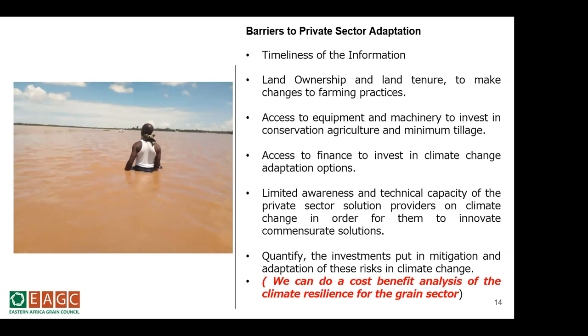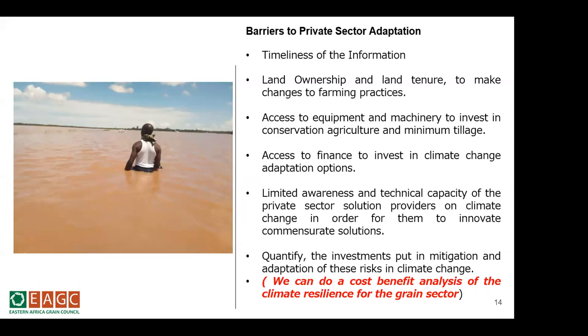As I said earlier, 80% of the people growing these grains are the smallholder farmers. So they don't have access to the machinery and investments for conservation agriculture. So that's one of the other barriers for adaptation. Then access to finance to invest in climate change options.